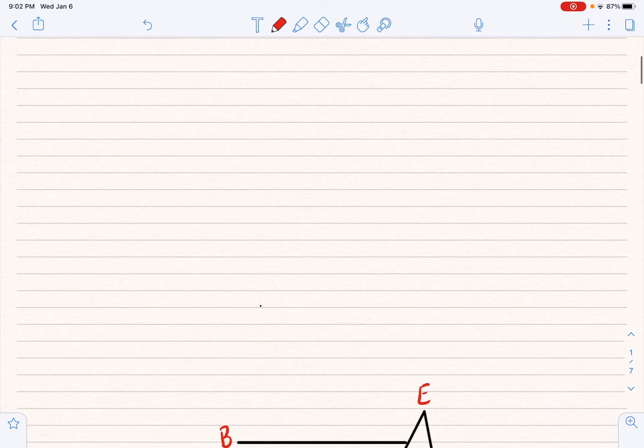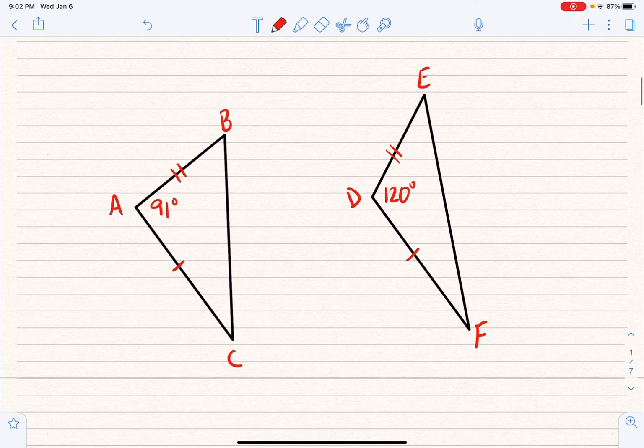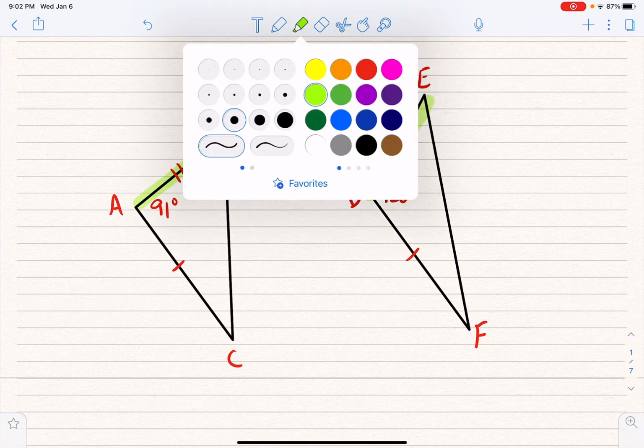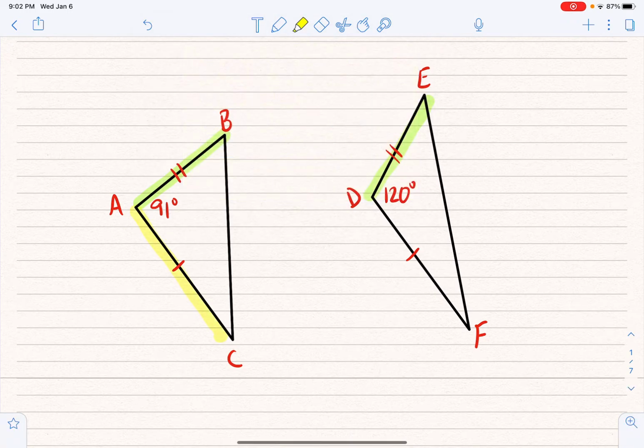Now, let me give you an example of how we could apply this. Here's another situation. We've got two triangles, triangle ABC and triangle DEF. Again, side AB is the same length as side DE, and side AC is the same length as side DF. But because this is a 91 degree angle and this is a 120 degree angle, it's clear that the side BC would be less than the length of side EF. It's that simple.